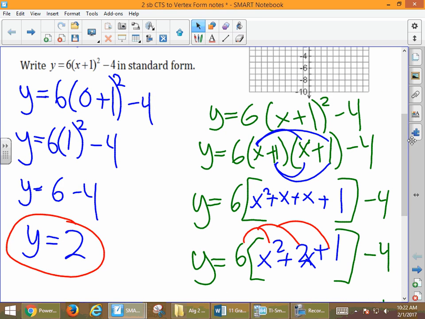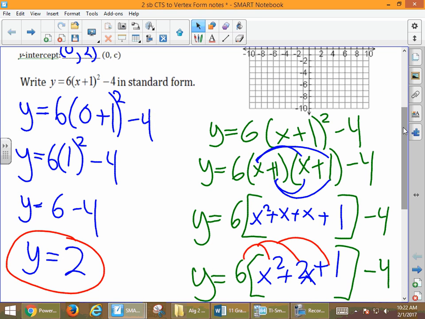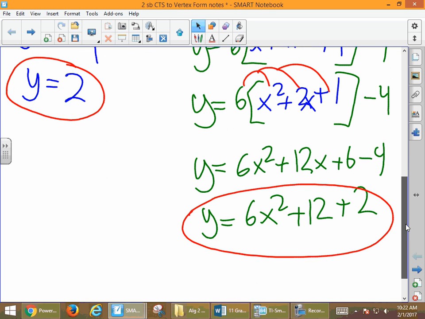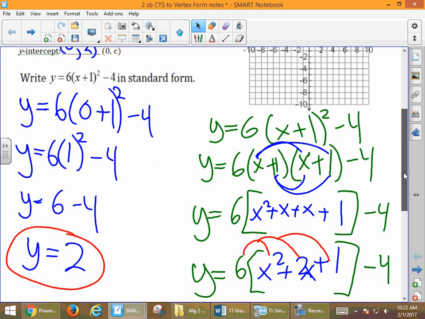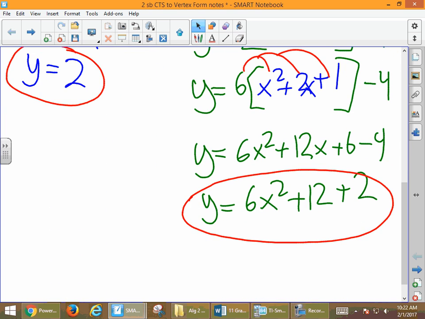So just a refresher of what we did, we just expanded it out, we FOILed, we distributed, and then we collected our terms, and we had our standard form. So it's kind of a process, but it's not too lengthy of a process, nothing too difficult. And if we remember, we can check by looking at our y-intercept and seeing that our y-intercept was (0, 2), and we also know that in standard form our y-intercept is (0, c), so we can look down at our c, which was also a 2.